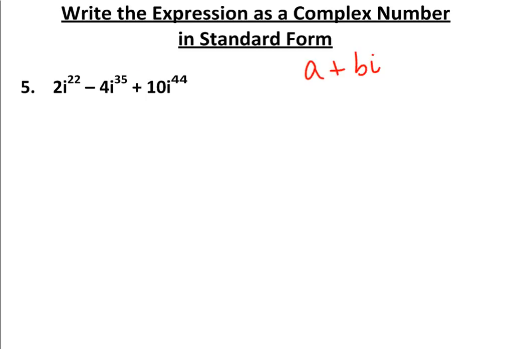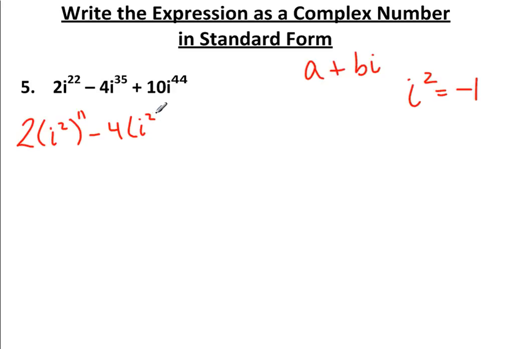So what I'm going to do is use the fact that i squared is equal to -1 to help. That's the key. So this is 2 times, let me break this down to i squared. How many i squareds go into i to the 22nd? Well, 11. So if I have i squared, i squared, i squared, i squared, it takes 11 of them to get back to 22. Minus 4.